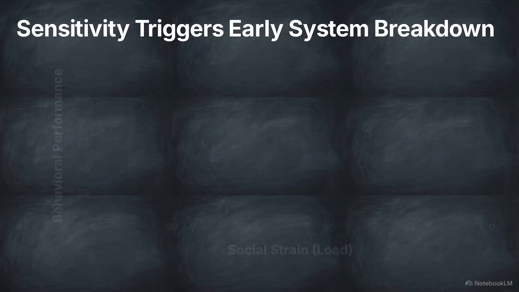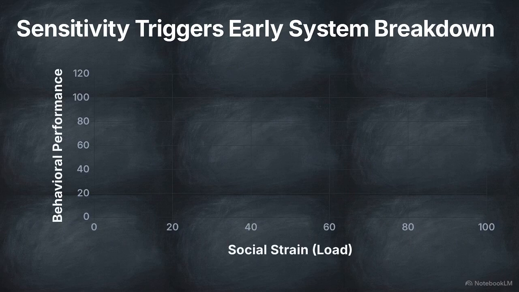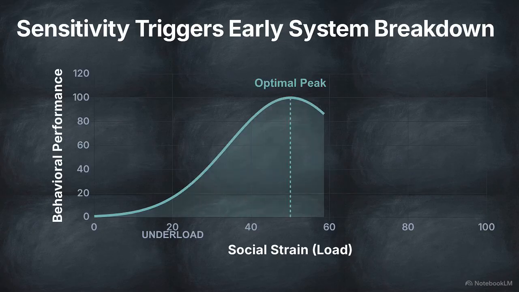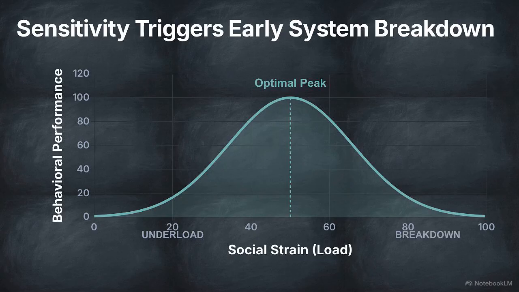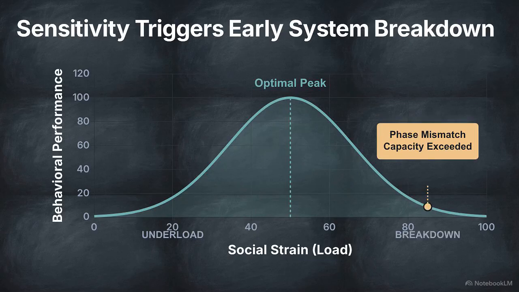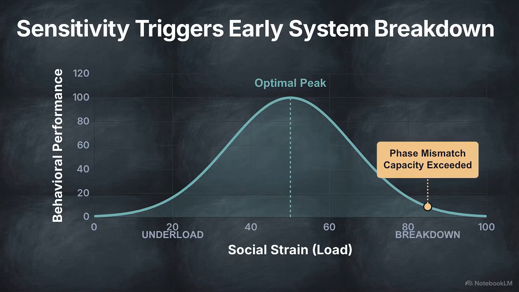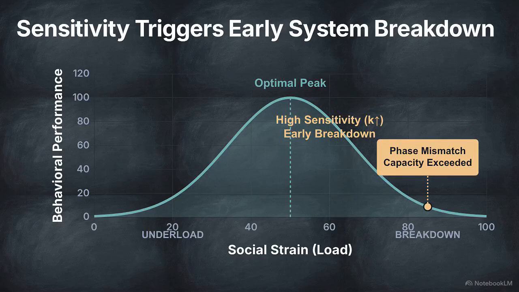This chart plots social strain on the x-axis against behavior performance on the y-axis. At low strain, performance is weak. As strain increases, we reach the optimal peak, S0. But as load rises, the system moves through overload and into the breakdown region. A phase mismatch occurs when an incoming strain package exceeds the system's regulatory capacity.